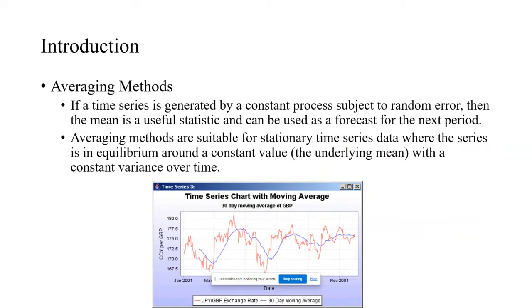Let's begin with averaging methods. If a time series is generated by a constant process subject to random error, then the mean is a useful statistic and can be used as the forecast for the next period. Averaging methods are suitable for stationary time series data where the series is in equilibrium around a constant value. This is the mean, with a constant variance over time.